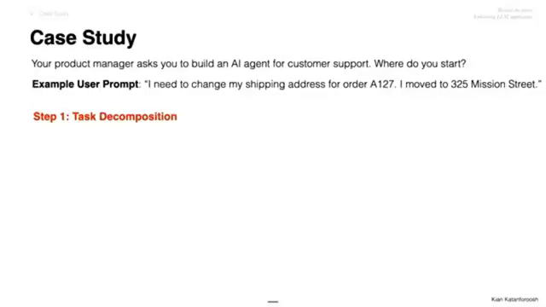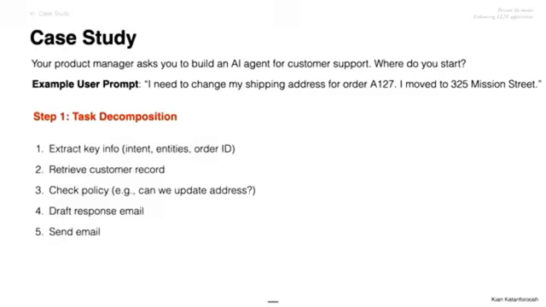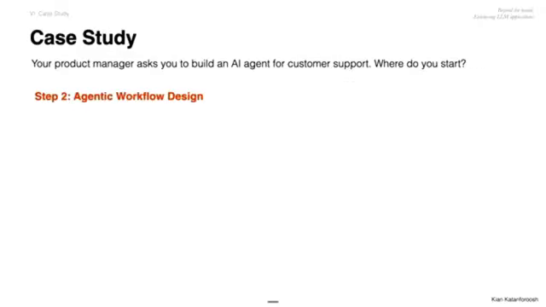So let's say we've done that work and we have this list. I'm simplifying, but the human customer support agent typically would extract key info, then look up in the database to retrieve the customer record, then check the policy. Are we allowed to update the address, or is it a fixed data point? And then draft a response email and send the email. Okay, so we've decomposed that task. Once you've decomposed that task, how do you design your agentic workflow?